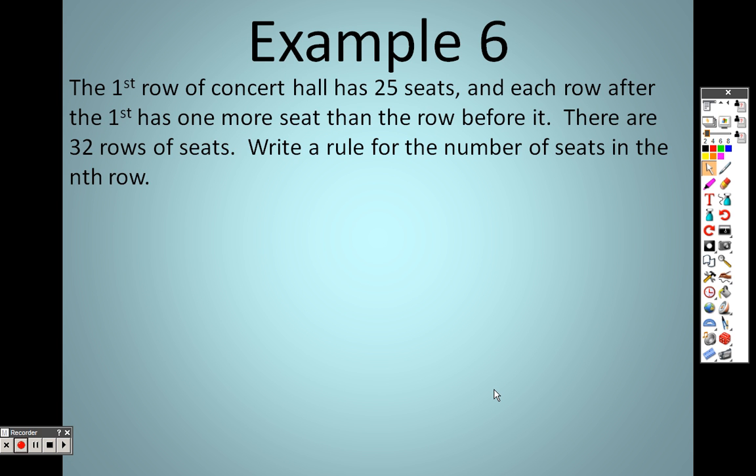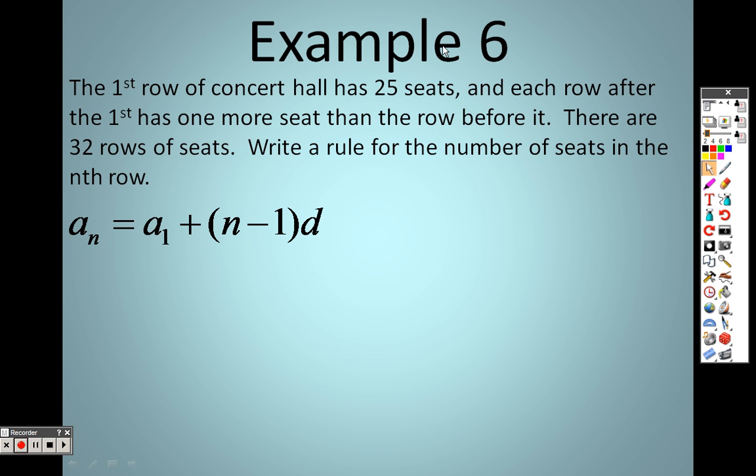So example 6 here. The first row of a concert hall has 25 seats, and each row after the first has one more seat than the row before it. There are 32 rows of seats, so we want to write a rule for this. Okay, so we want to know what it starts with. That's the only way we can solve this problem. Well, actually, it's pretty simple.